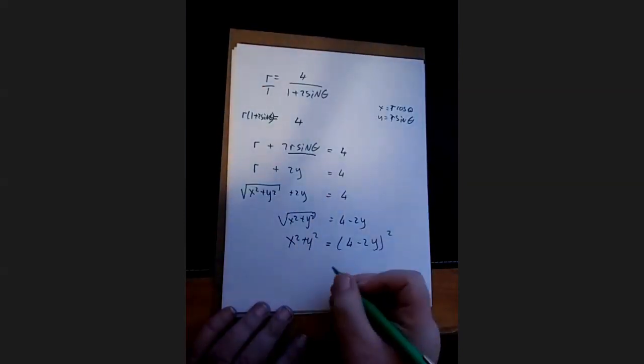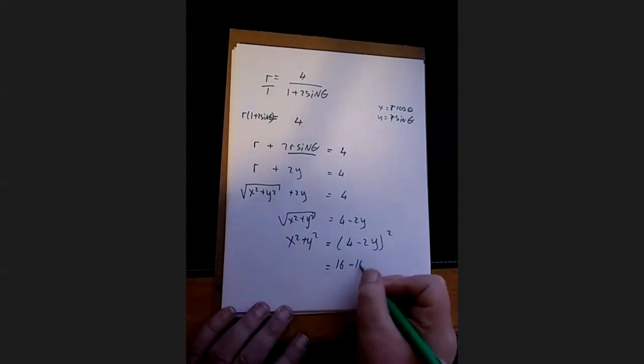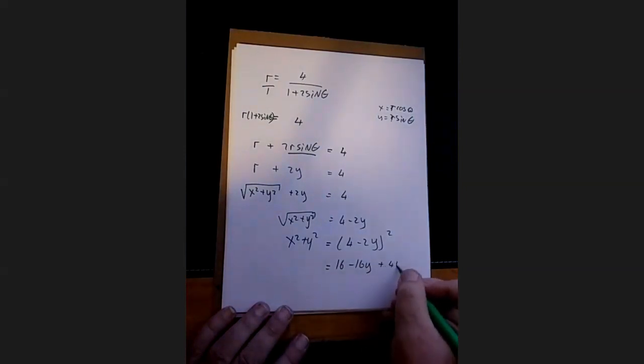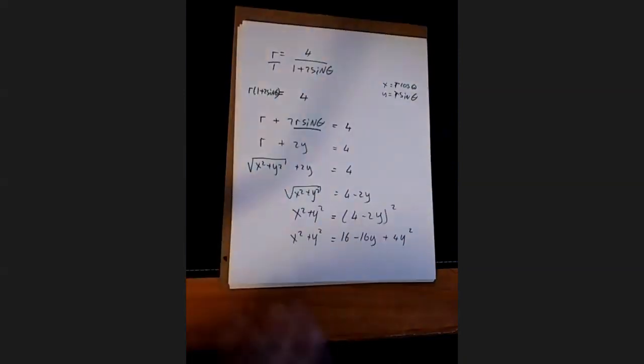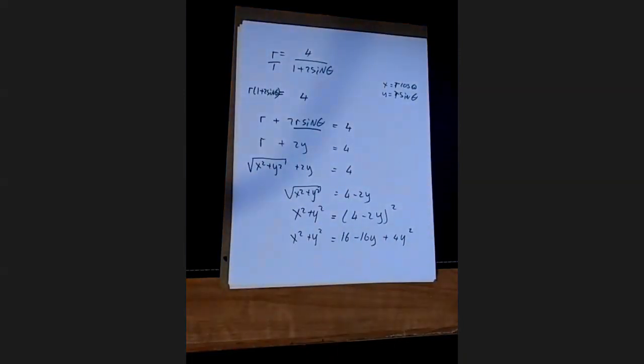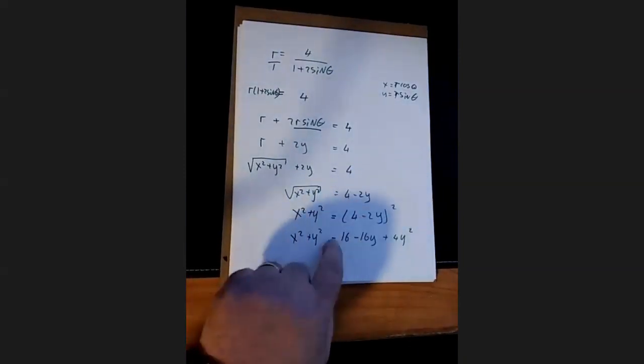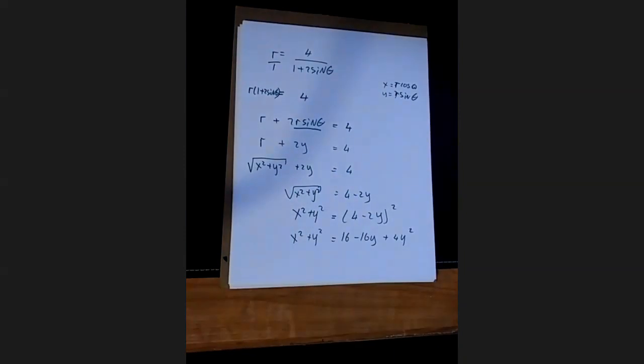This guy eventually gets you this guy. Can you trust me on the 4 minus 2y times itself gives me this, right? You can check it later. Right, I'm about 90% finished here. Right, I've got rid of the square roots. I've got all the things in x's and y's. That's 90% done. We just have a little tweak here.